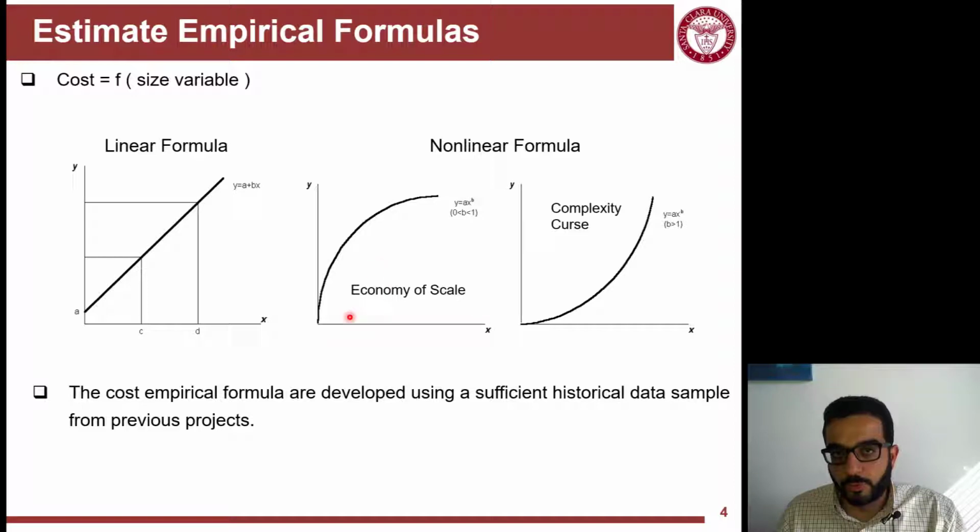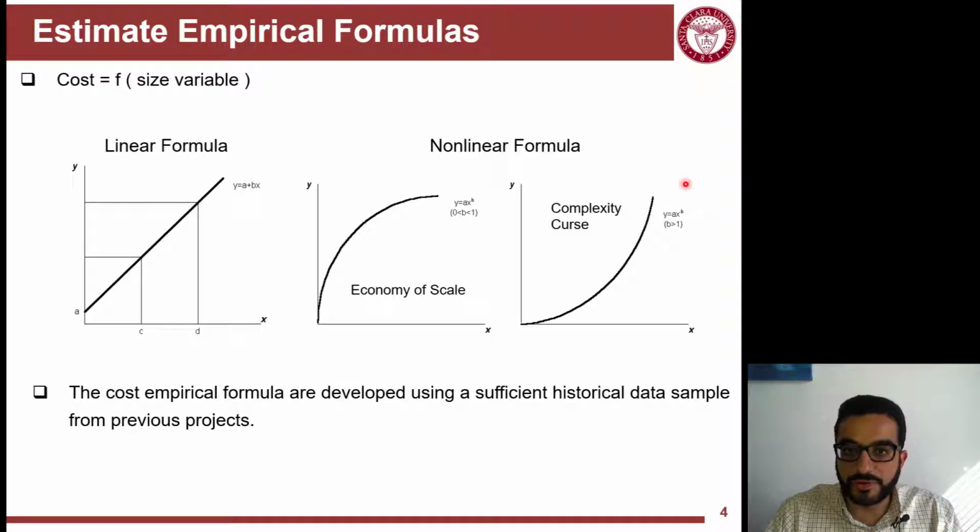The bigger the size is, that's kind of the economy of scale. The more you do, the less the cost will be, or the more efficient you will be in building this facility. Or you can have complexity curves. You can build a huge power plant, but it will cost you an infinite budget to build it. So complexity comes with a cost that is growing exponentially.